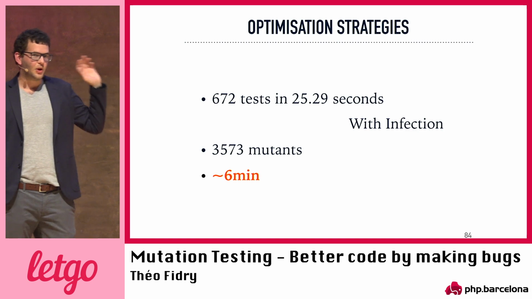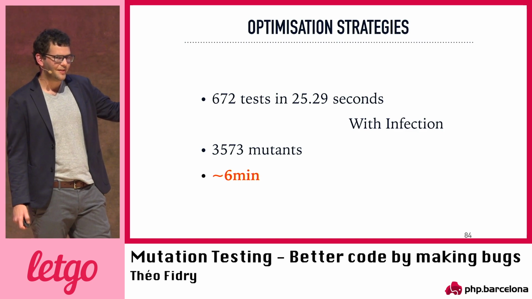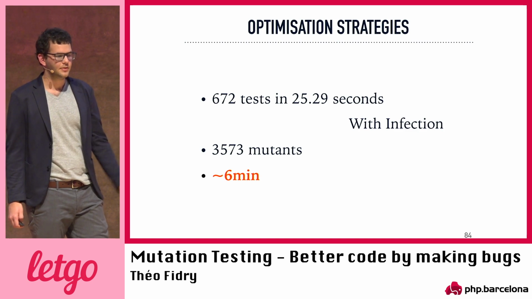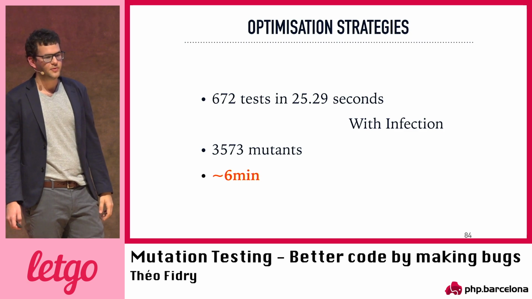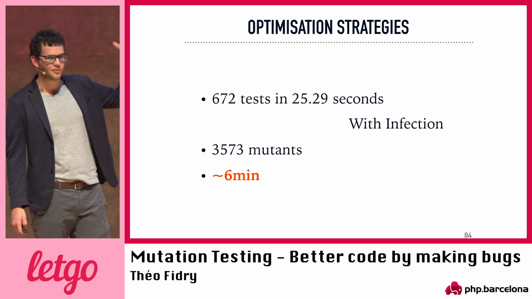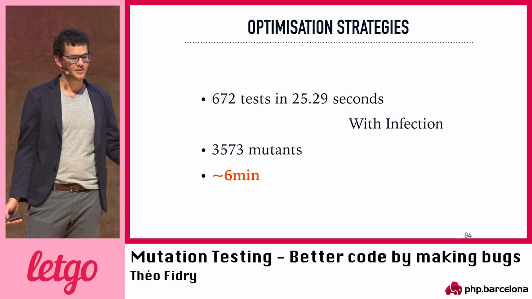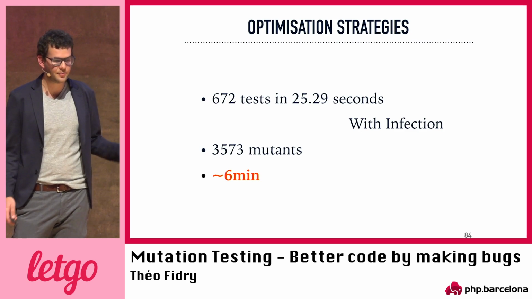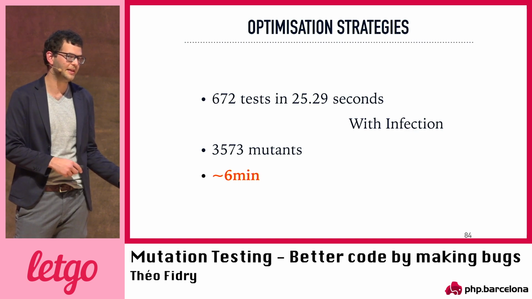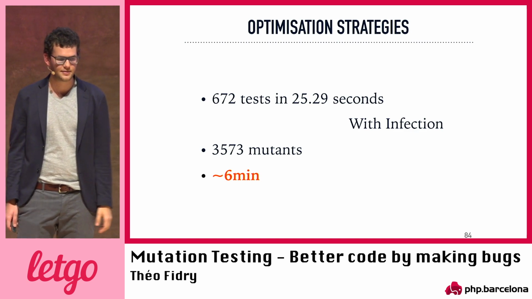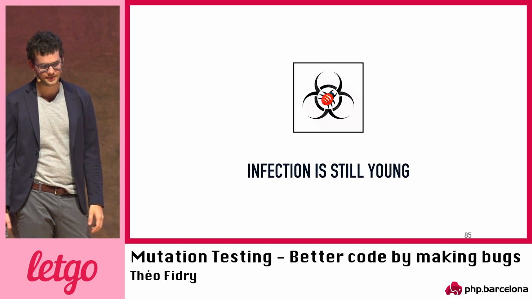So already with some of those optimization strategies, and Infection doesn't do all of them yet, we went from the theoretical 53 hours to 6 minutes, which is much more reasonable. Still a big difference between 30 seconds and 6 minutes, but at least we can run it.